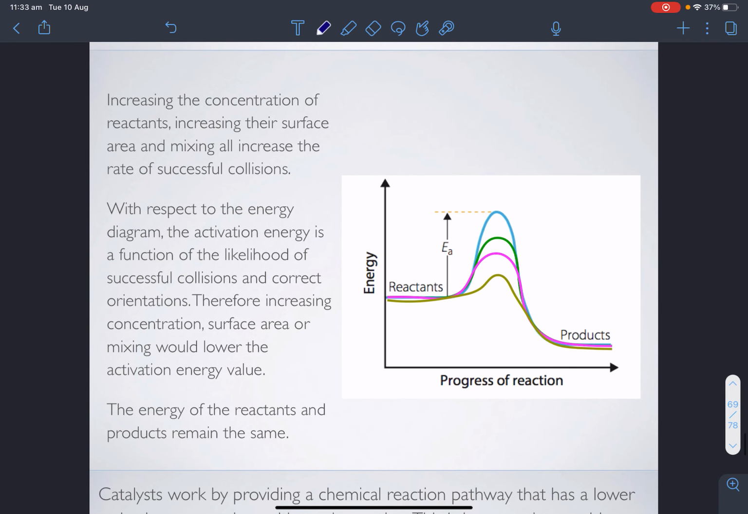If you're increasing the concentration of the reactant, increasing the surface area, or mixing to ensure successful collisions, how we represent that on the energy diagram is by decreasing the activation energy. The energy of the reactants and the products are the same, but we're lowering the hump they need to get over, okay? So increasing concentration, surface area, or mixing lowers the activation energy to a lower value.